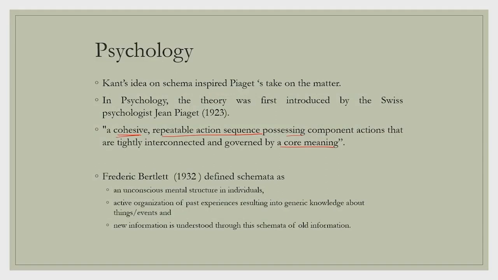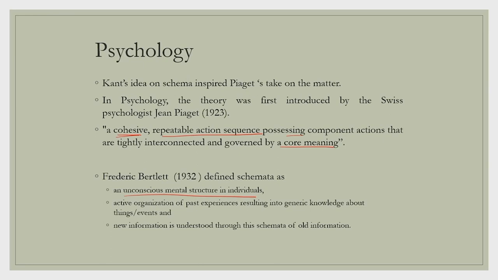Later, another important person whose contribution has been also very significant in this domain is the psychologist Frederick Bartlett. He also says that this is an unconscious mental structure that each individual carries within his or her mind. So, this is an unconscious structure that is already there. So, notice that psychologists talk about a structure. On the other hand, philosophers like Immanuel Kant talk about an imaginative level of imagination where the human abstracts the notions.